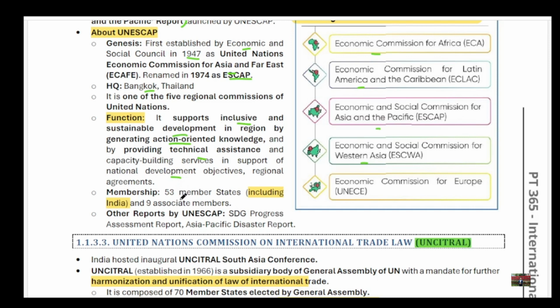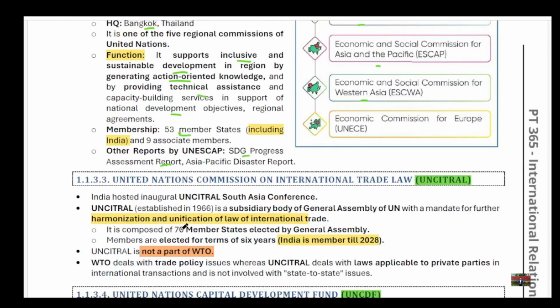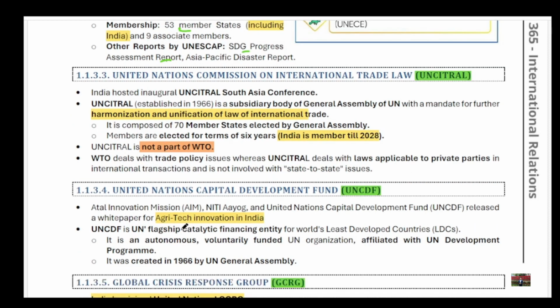So membership, there are a total of 53 member states. India is part of UN ESCAP, right? And 9 associate members. Some of the important reports by UN ESCAP are the SDG Progress Assessment Report, Sustainable Development Goal Progress Assessment Report, and the Asia Pacific Disaster Report. It is also published by the UN ESCAP, that is the Economic and Social Commission for Asia and Pacific.